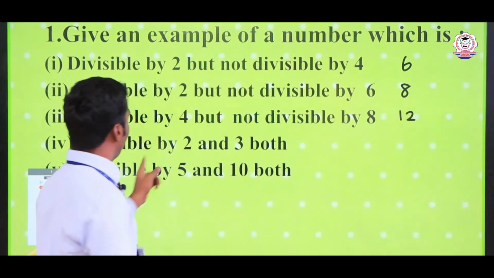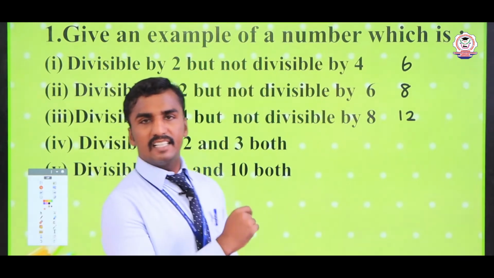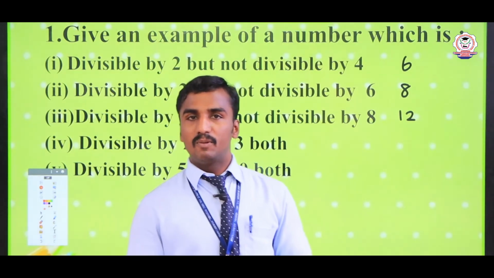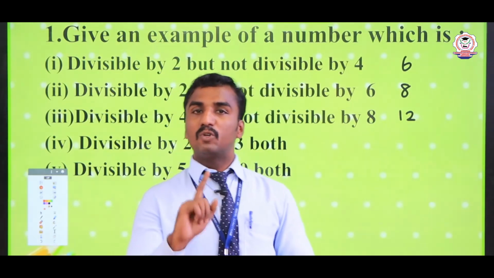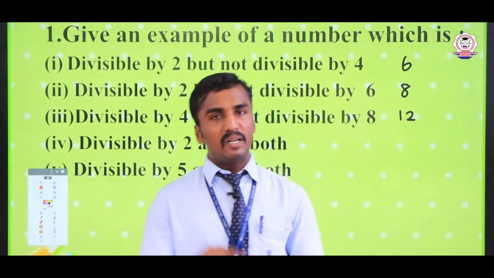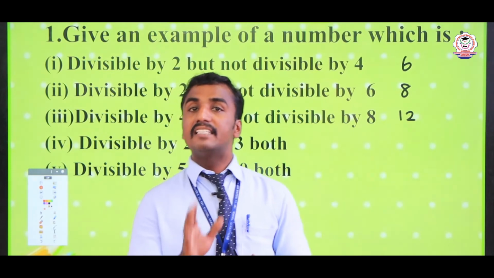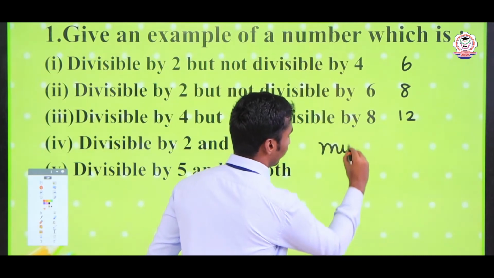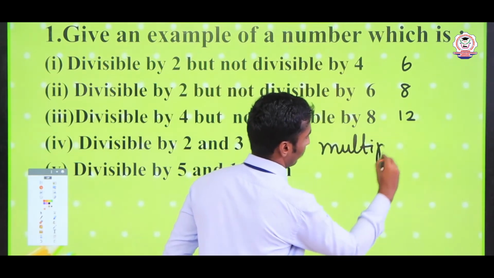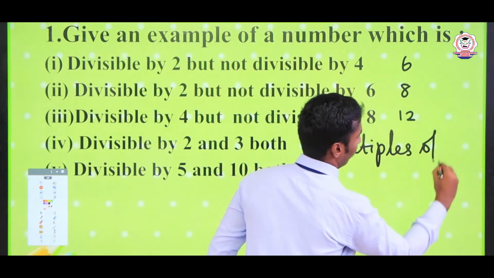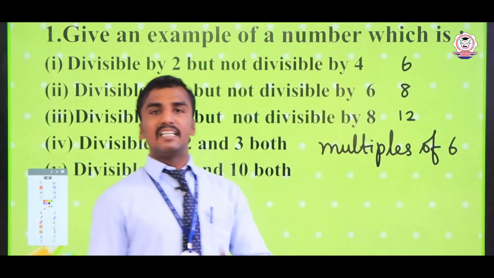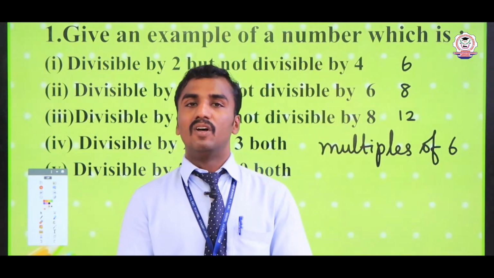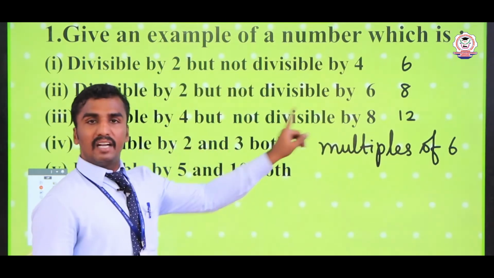Next one, divisible by 2 and divisible by 3. So what is this condition? Very good, this is the divisibility by 6 condition. If a number is divisible by 2 and 3, then the number is exactly divisible by 6. So multiples of 6 means 6, 12, 18, 24. These numbers are divisible by both 2 and 3, multiples of 6.